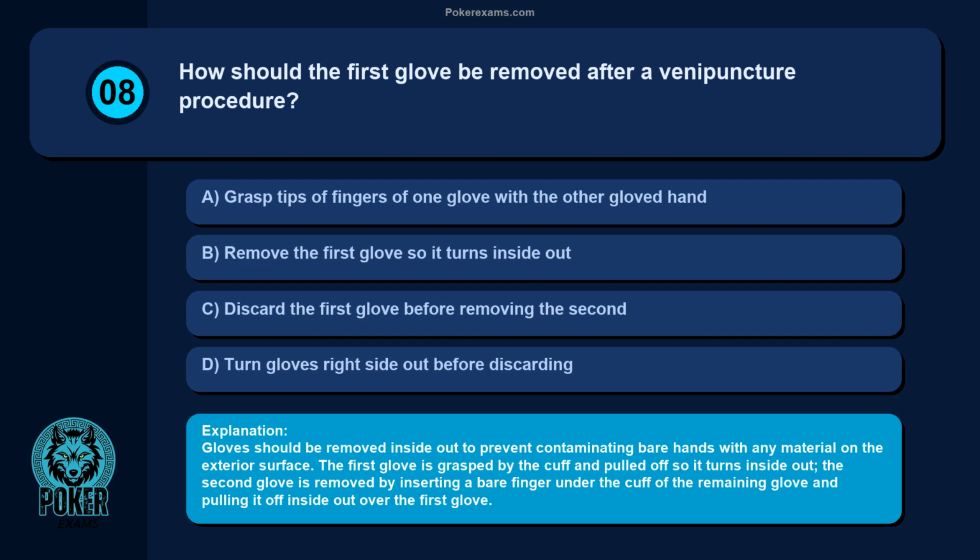Gloves should be removed inside out to prevent contaminating bare hands with any material on the exterior surface. The first glove is grasped by the cuff and pulled off so it turns inside out. The second glove is removed by inserting a bare finger under the cuff of the remaining glove and pulling it off inside out over the first glove.